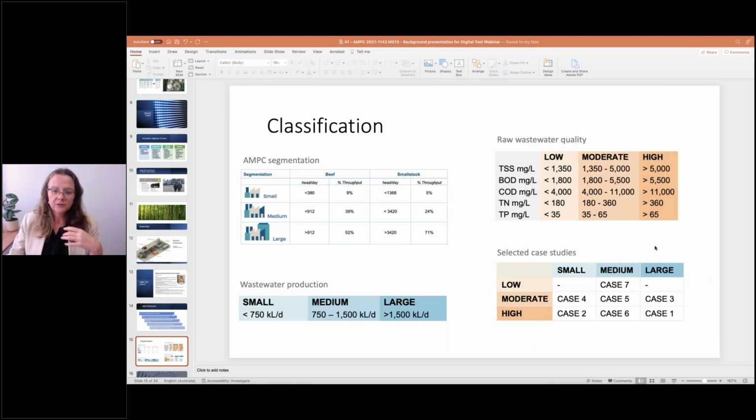So we end up with a small matrix here. The columns represent the flow and the rows the strength. And each of our case studies fits in one of these boxes. So we managed to get a good spread across the different categories. And we know it's only 7 abattoirs. They are not the real truth, but I think they are very representative of the Australian reality to start the model.